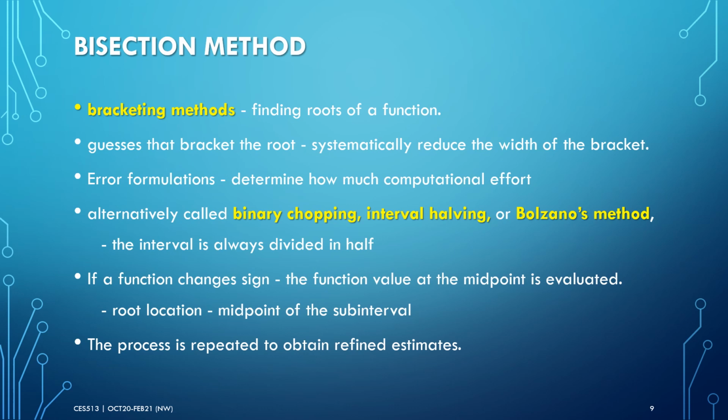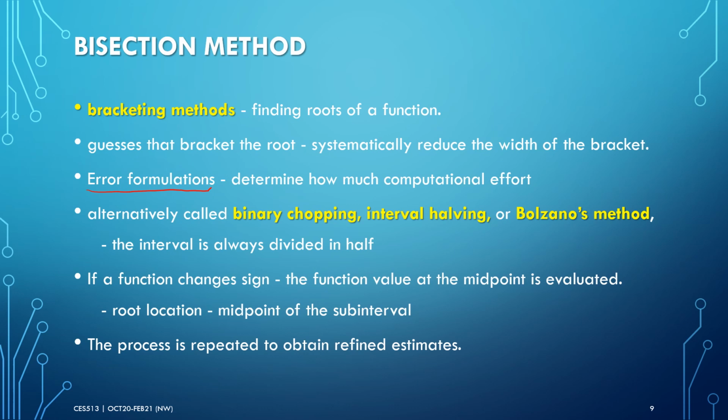The bisection method is actually one of the bracketing methods for finding roots of a function. Okay, it starts with guesses that bracket the root and then systematically reduces the width of the bracket. So error formulations are developed to help you to determine how much computational effort is required to estimate the root to a pre-specified level.